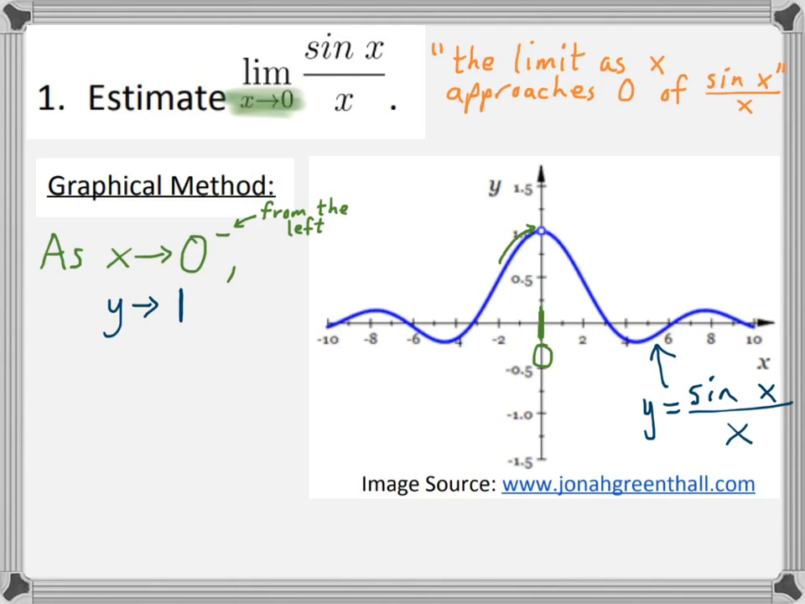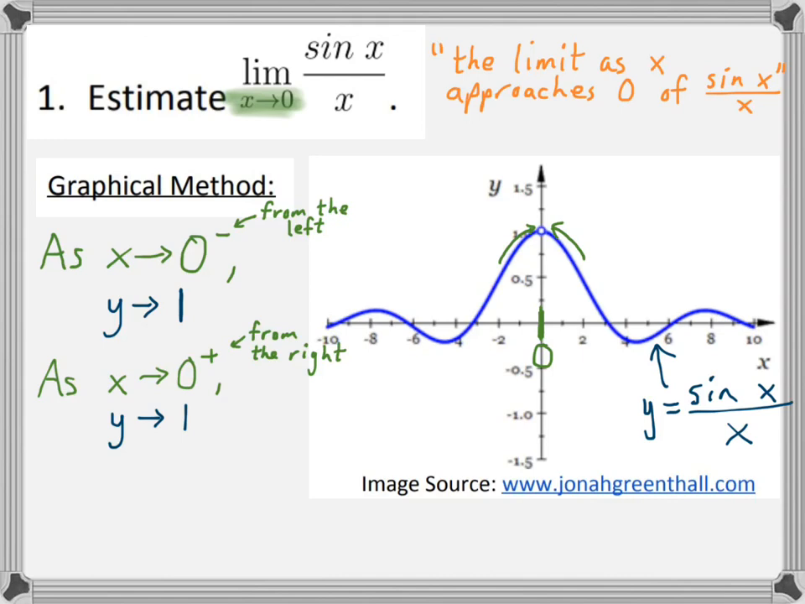We also need to check what goes on from the other side, as x approaches 0 from the right. That's the little plus sign. Coming from the right would be following this arrow, coming from the positive side. That's why we use a plus. What is y getting really, really close to? Well, as x approaches 0 from the right, y is getting arbitrarily close to 1. Approaching it, but maybe not necessarily touching.